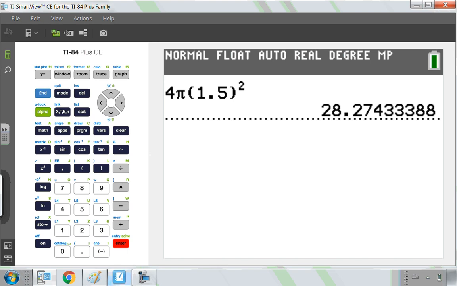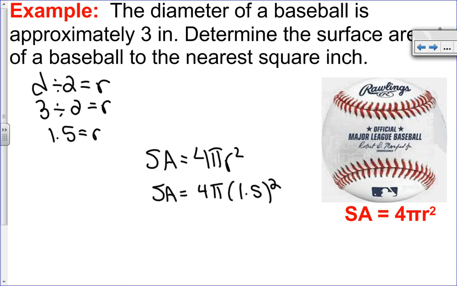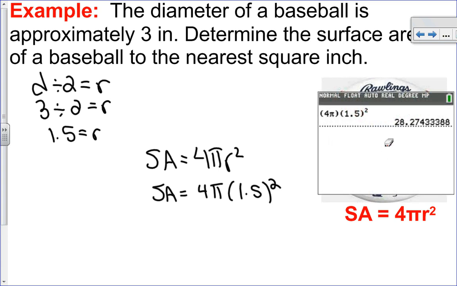So let's go back and round it correctly. We want to round this to the nearest square inch, so that means whole number. So I'm going to take the answer I got on the calculator, look at my ones digit, look to the right, and that tells me to leave my ones digit alone. So the surface area is going to be 28 square inches.